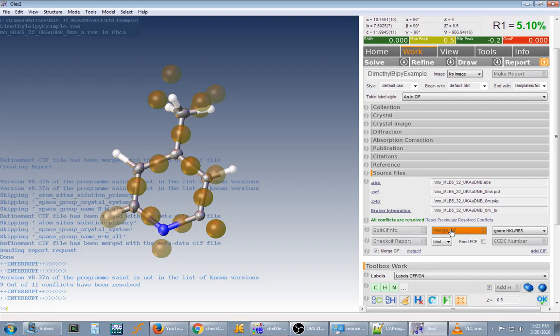And as part of the refining and merging process, it does re-refine your structure. So if you have complicated restraints set up, make sure you check that your structure has not changed and your instruction file is the same as your OLEX generated one. That is, if you're not solving the structure completely in OLEX. So just be aware of that.